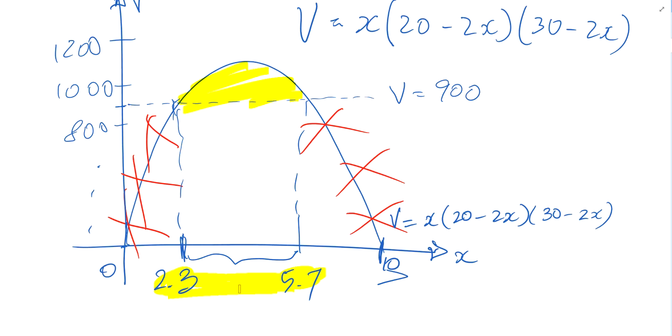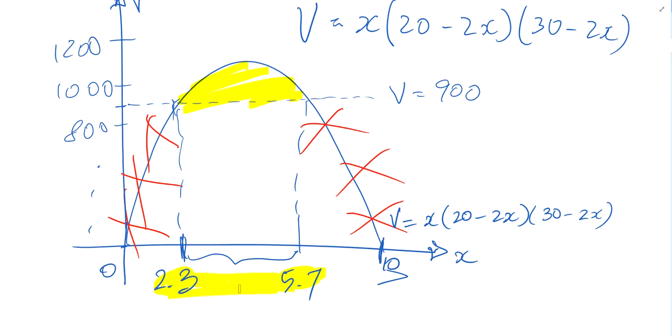However, there is another stipulation. There is another condition. What is the other condition that they have? Smallest mass. Now, all values between 2.3 and 5.7 will meet the requirement of 900 cubic centimeters minimum. But if I want it to be the lightest, can you use your logic and tell me what is the value of x that will result in the smallest mass? Is it 2.3 or 5.7?